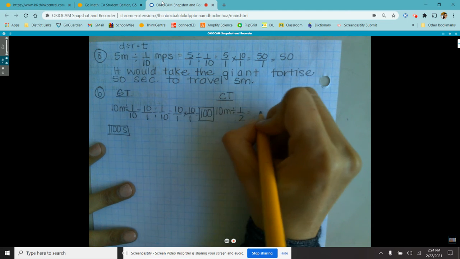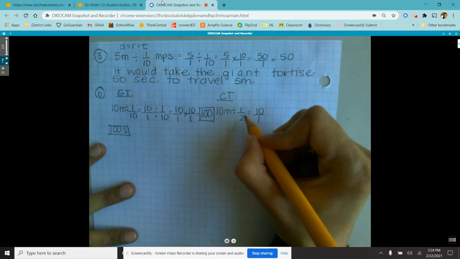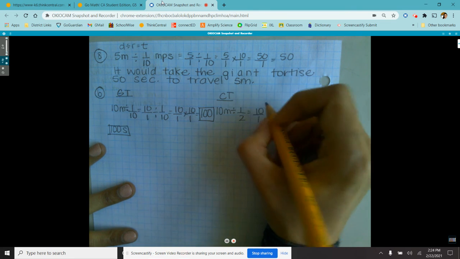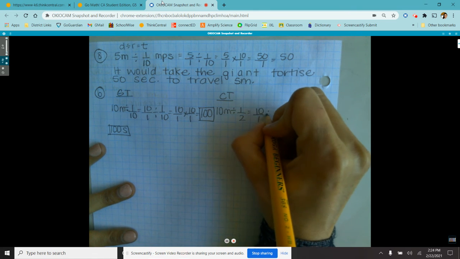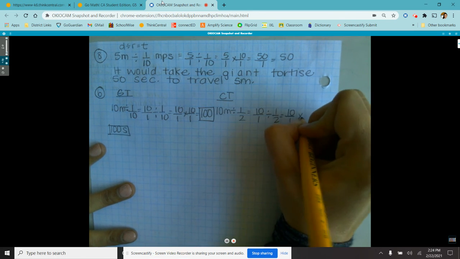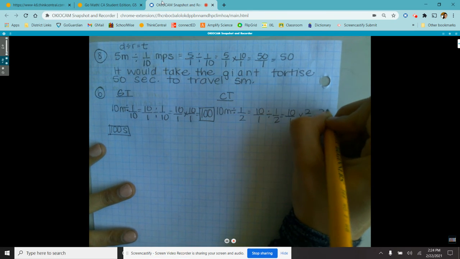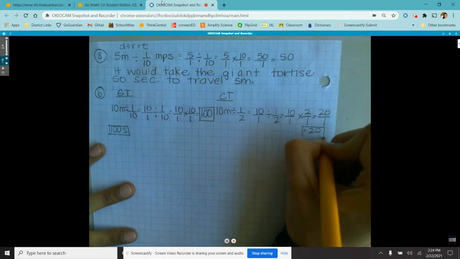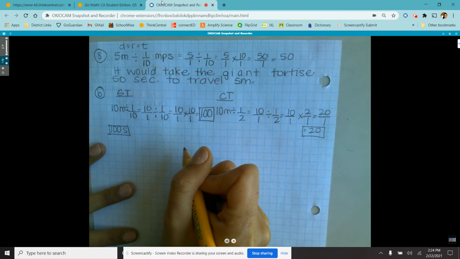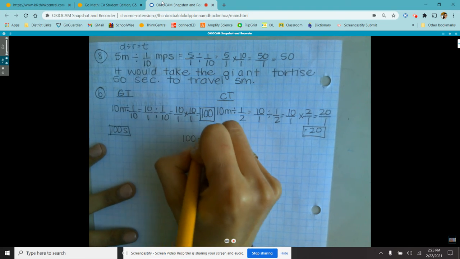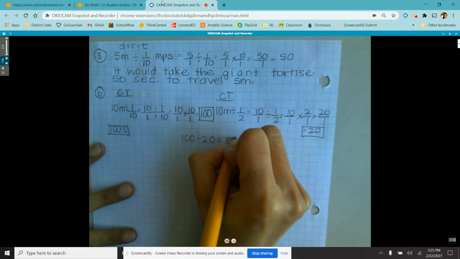Whereas our other turtle, when you have a fraction and you multiply by the reciprocal, that becomes a whole number. So this would be 20. Multiply by the reciprocal, and we get 20/1, or 20 seconds. So how much longer does it take the tortoise? Well, 100 minus 20 equals 80.